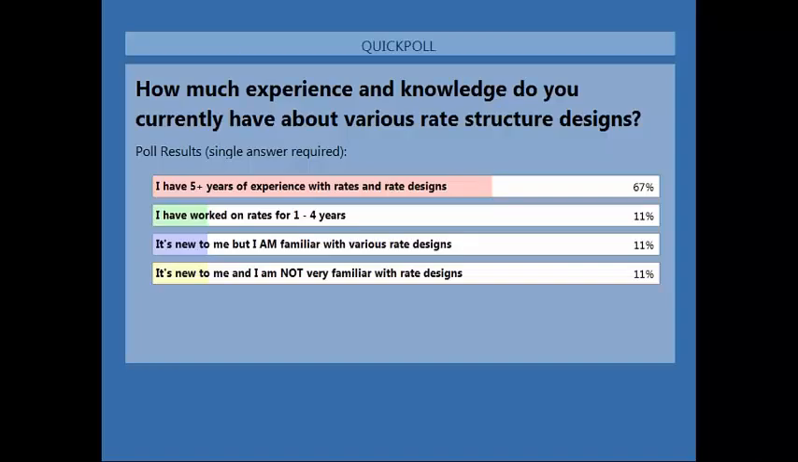So as you can see, almost everybody here, most people, 2/3, have 5 or more years of experience with rates and rate setting. So you're already versed with the terminology and you already know about rate structures. So maybe what I'll be doing is spending less time on the very, very basic. I'll be skimming through some of the descriptions of what uniform rates are, or increasing block rates are. But for those of you who are new to this, please slow me down if you need to.